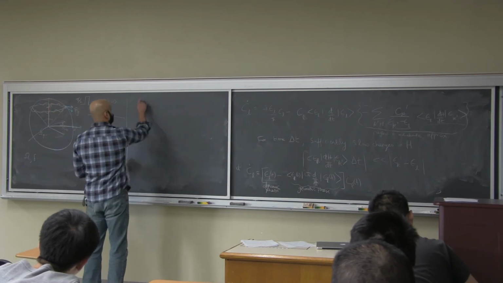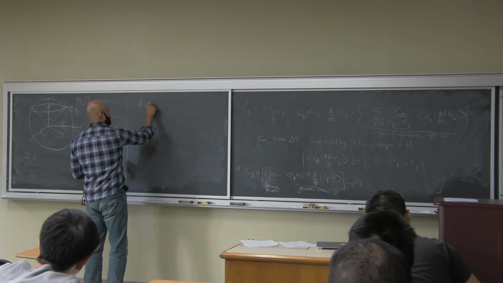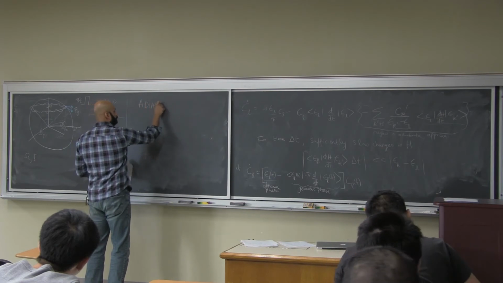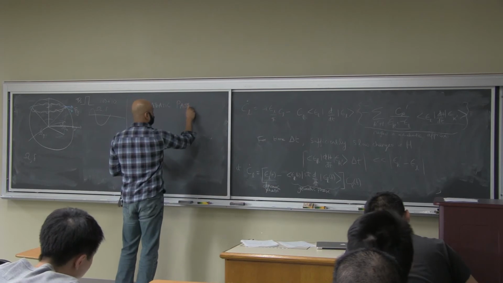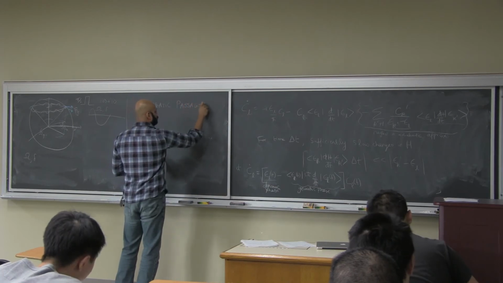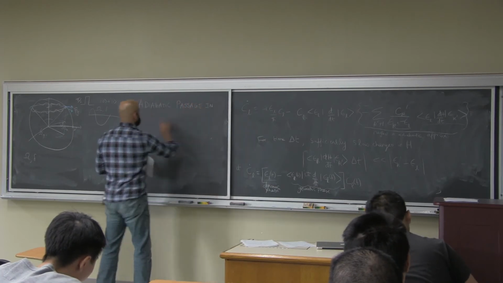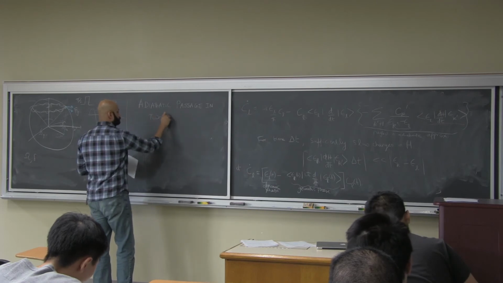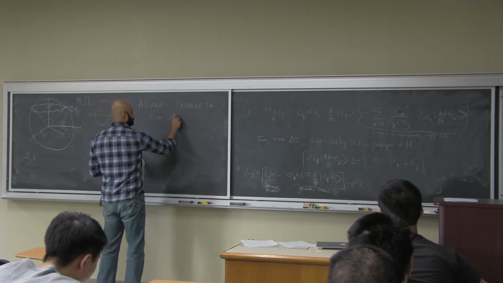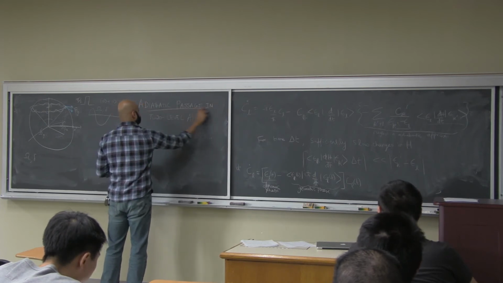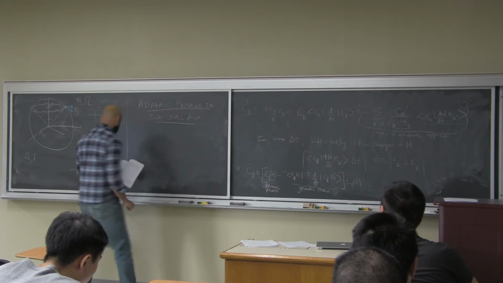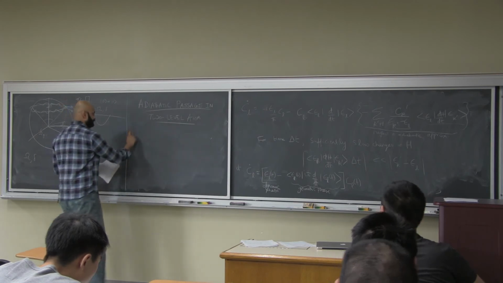Okay, so we're going to consider adiabatic passage in a two-level system. Okay, so we had the Hamiltonian.